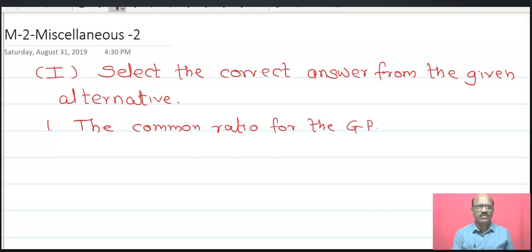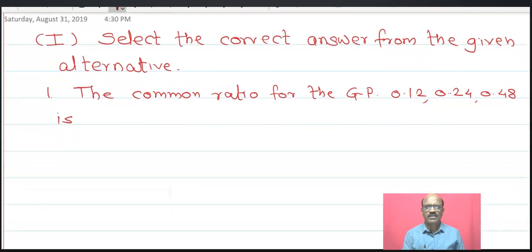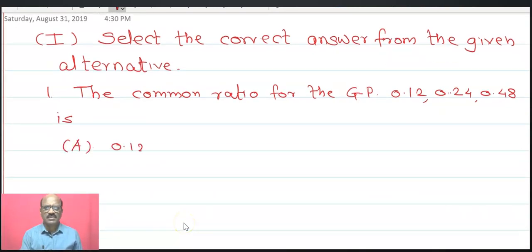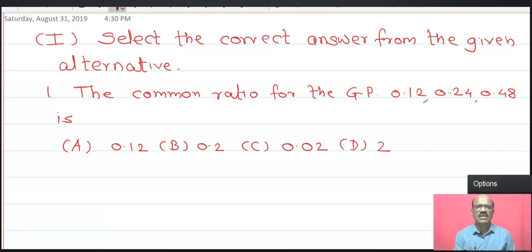The common ratio for the GP 0.12, 0.24, 0.48 is: the first option is A, 0.12; the second is 0.2; the third is 0.02; and the last is D.